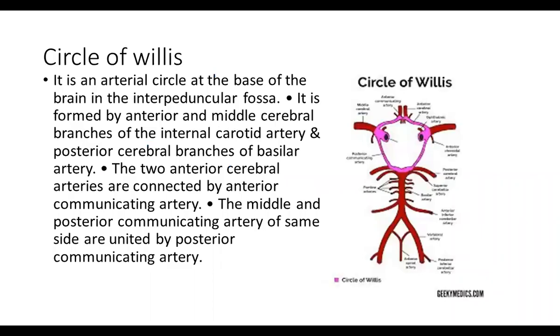Now we talk about the circle of Willis. It is an arterial circle at the base of the brain in the interpeduncular fossa. It's formed by the anterior and middle cerebral branches of the internal carotid artery and the posterior cerebral branches of the basilar artery. The two anterior cerebral arteries are connected by the anterior communicating artery. The internal carotid and posterior cerebral artery of the same side are united by the posterior communicating artery.